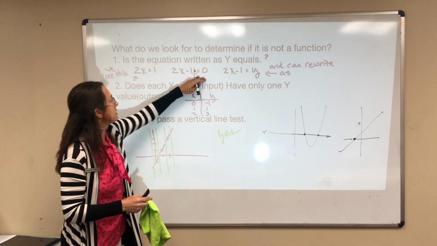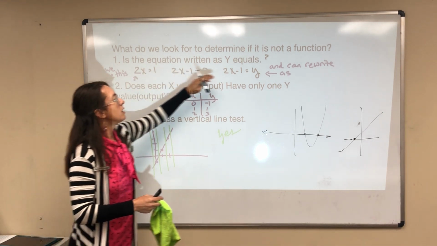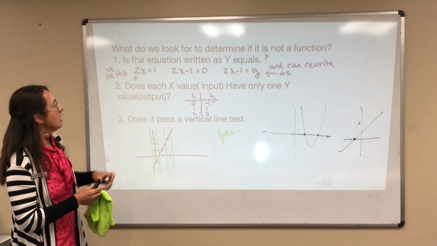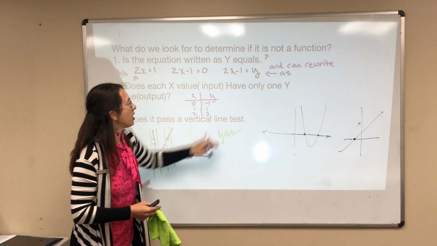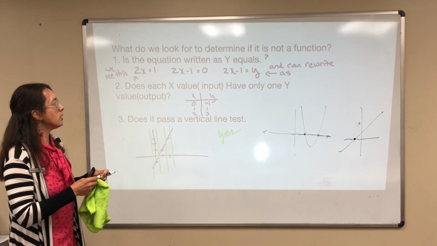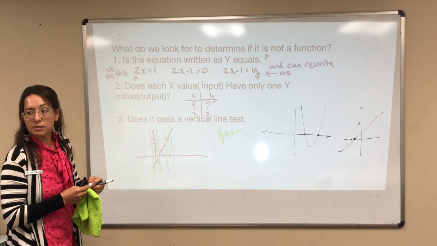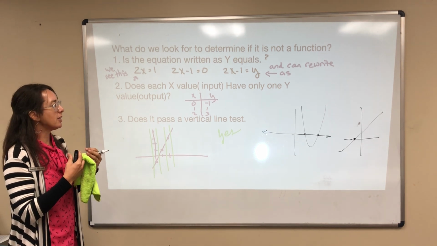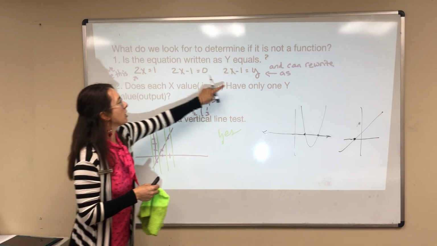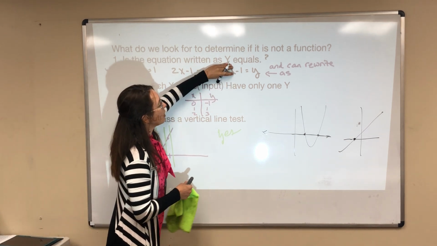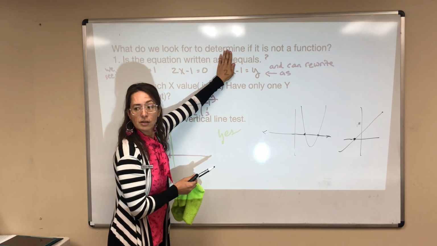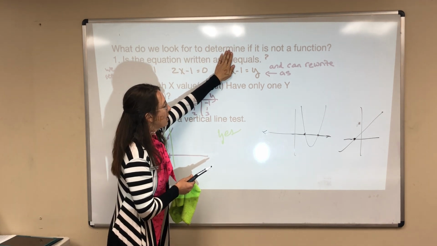Okay, so once we get a 0, if it doesn't start with a y, we can add a y as long as we end up with a 0 on one side. Okay, so then we can just make ourselves a chart. Does each x value have only one y output? This is the base. We're learning the chart version before we're just putting it on a graph. And I could plug it in and go, oh, when x equals 0, it gets rid of the whole thing. So y equals negative 1.